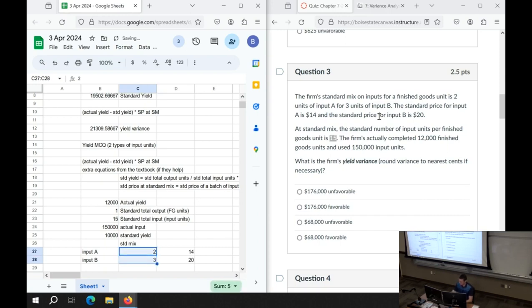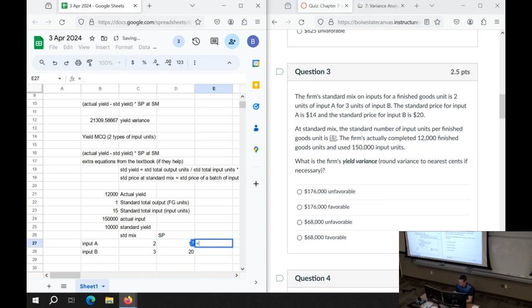And we're going to have them in a mix of 2 to 3. Every finished goods unit is going to use 2 hours of laborer A, low skilled labor, and 3 hours of laborer B, high skilled labor, at these standard prices, or SP if we want, keep the terminology the same. So we're going to multiply those out.